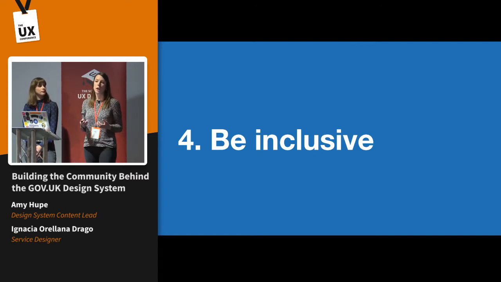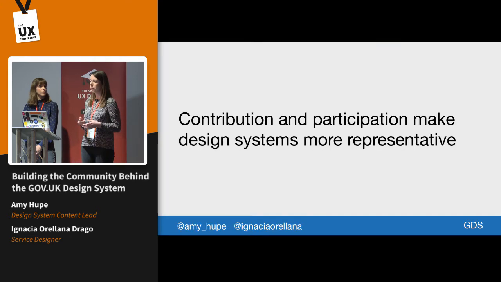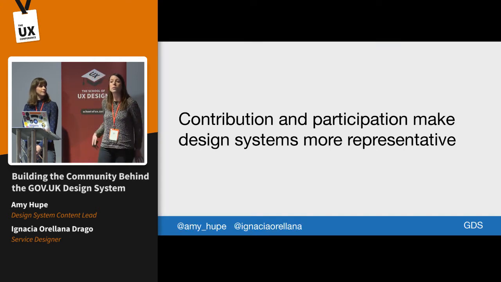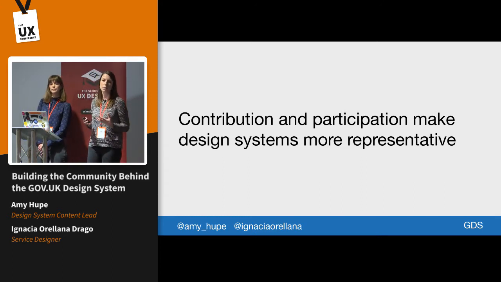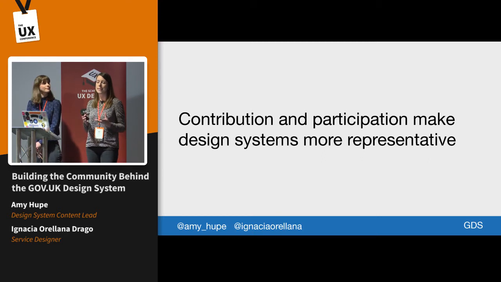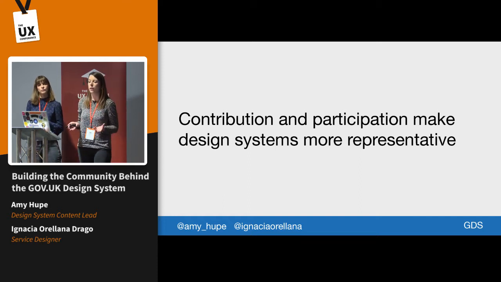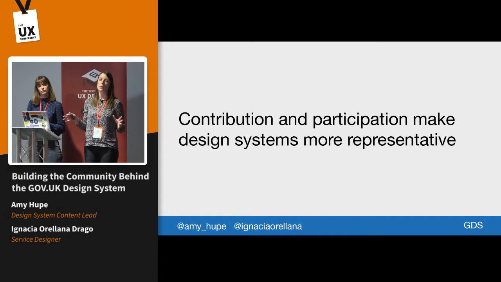Making things open alone isn't enough. It's also really important to be proactive about making it inclusive. And one of the main reasons that we prioritised supporting contribution to the design system in the first place is because we knew that it would help to make the design system and all the things it contained representative. So by inviting input from outside of our team, from people across government, we believed that we could create richer patterns based on a broader set of perspectives and contexts.